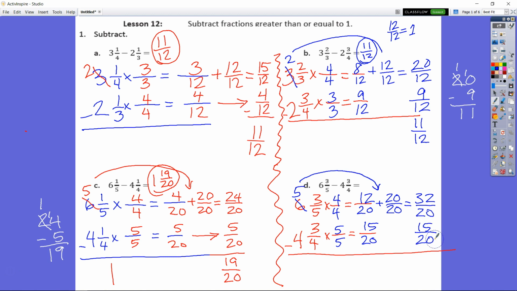Well, I know I cannot subtract 2 from 5, so let's write out our subtraction problem. We're going to regroup. 12 minus 5, 7. 2 tens minus 1 ten is 1 ten. We have 17. That's going to be our final answer, 17 twentieths. However, we still have 5 wholes minus 4 wholes to give us 1 whole. So our answer is 1 and 17 twentieths.